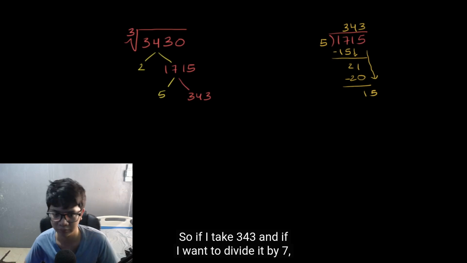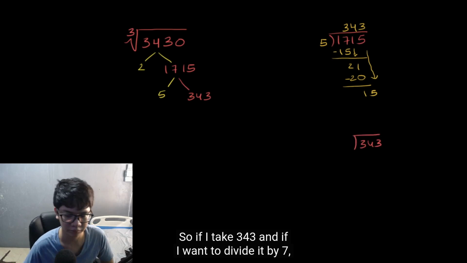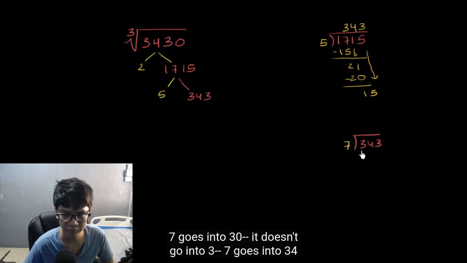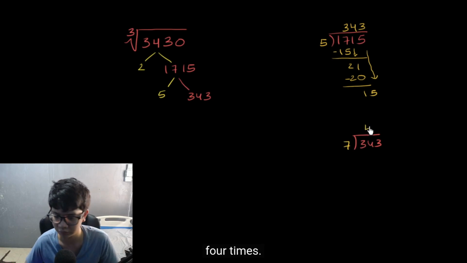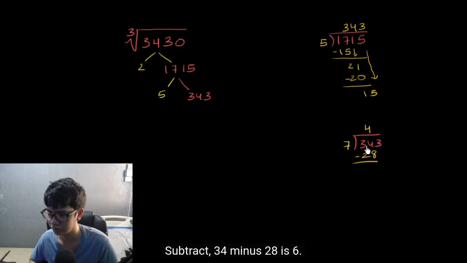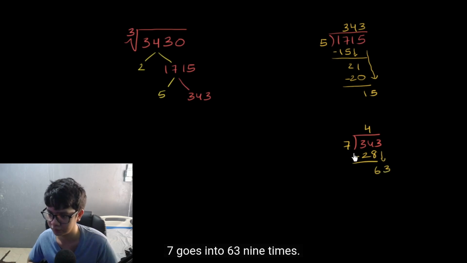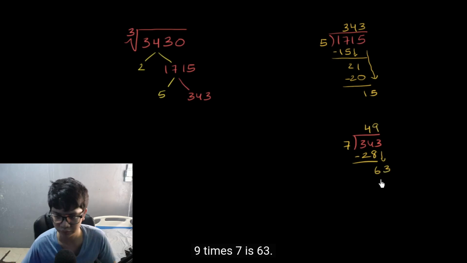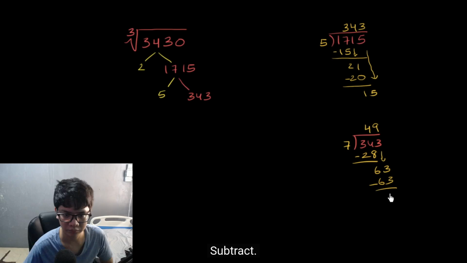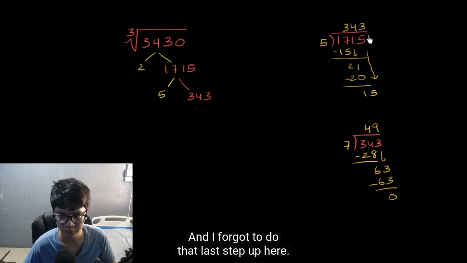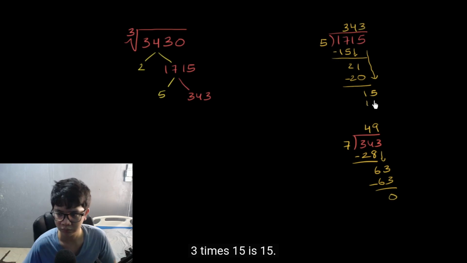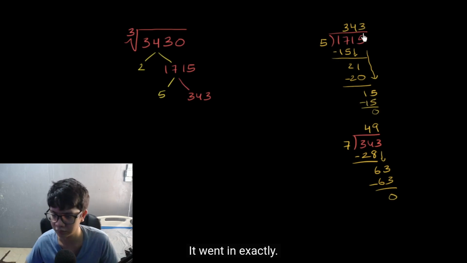So if I take 343, and I want to divide it by 7, 7 doesn't go into 3, 7 goes into 34 4 times. 4 times 7 is 28. Subtract, 34 minus 28 is 6. Bring down a 3. 7 goes into 63 9 times. 9 times 7 is 63. Subtract, we don't have any remainder. And I forgot to do that last step up here. 5 times 7 is 35. Subtract, no remainder. Went in exactly.